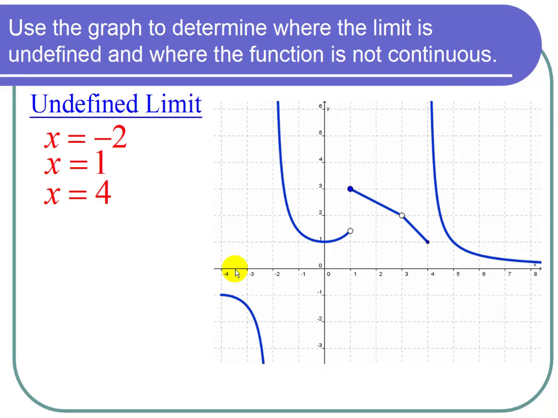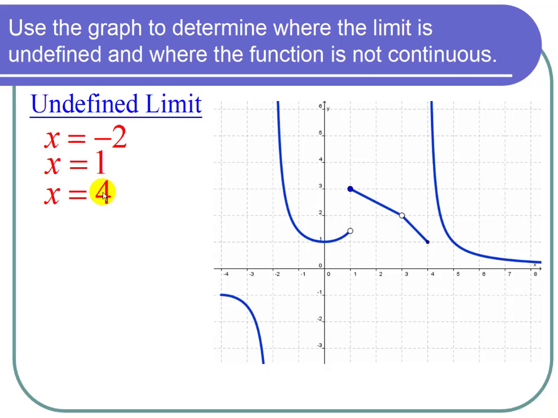One thing with continuity is if the limit doesn't exist, the function is not continuous. So right away, the limit doesn't exist at -2, 1, or 4. So all three of those numbers have points of discontinuity. x equals -2, x equals 1.